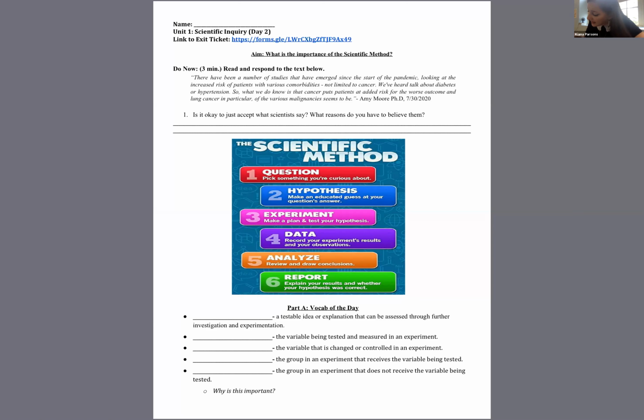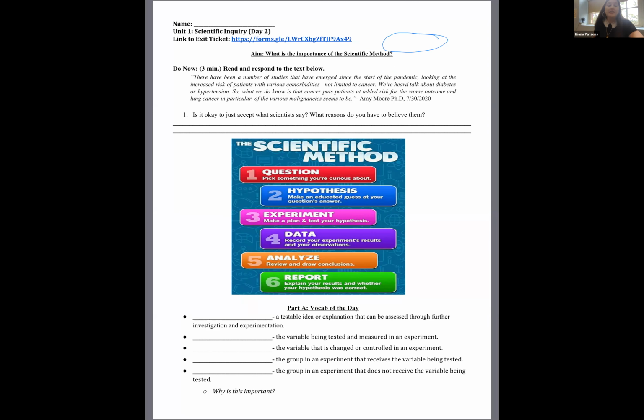Our aim today is what is the importance of the scientific method? And the scientific method is probably a term that you are familiar with. You can see it down here below. So this idea of a process, kind of like you would conduct in an experiment for a science fair when you're in elementary school, right? So you start with the question, something that you're curious about, and you go down to the hypothesis. So you say, I wonder if plants could grow with Diet Coke instead of water.